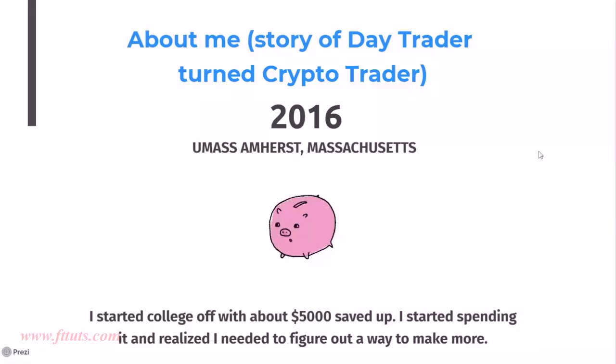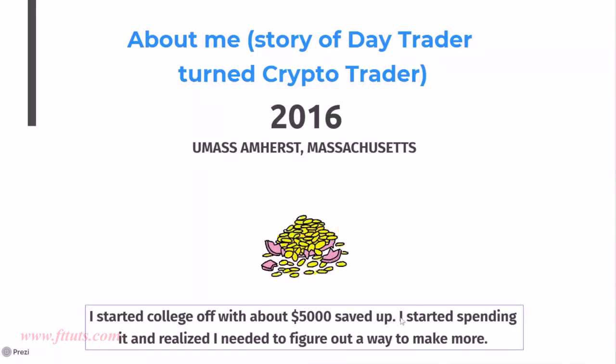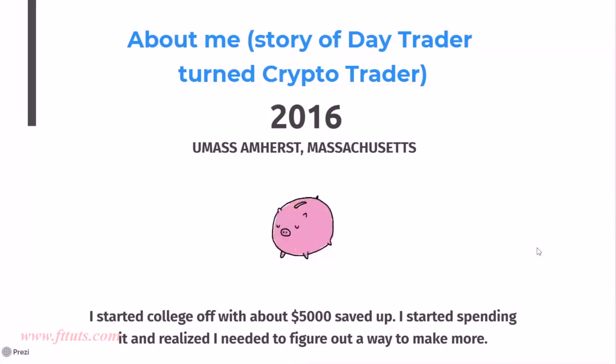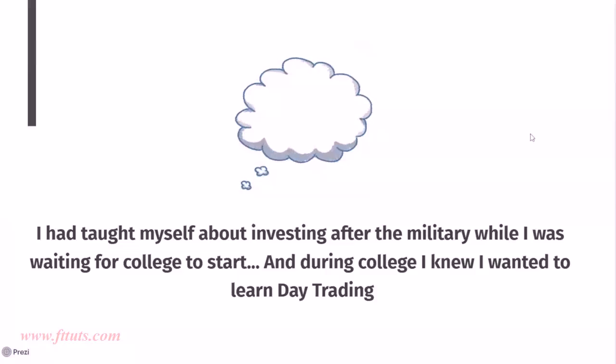I was going to go to school for mechanical engineering, but I really didn't like engineering. So I started off college with about $5,000 saved up, and I started spending it really, really quickly and figured out that I need to make money, and I need to figure out how to make money quickly because I'm basically burning through all of my capital that I saved up while I was in the military. Okay, so I had taught myself about investing after the military while I was waiting for college to start. And during college, I knew I wanted to learn day trading.